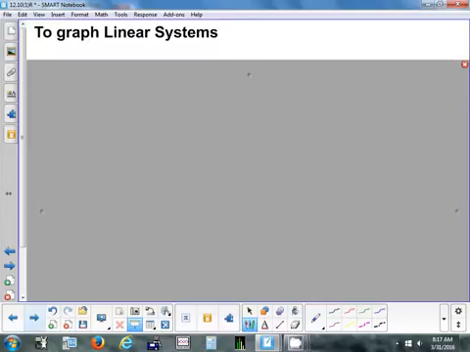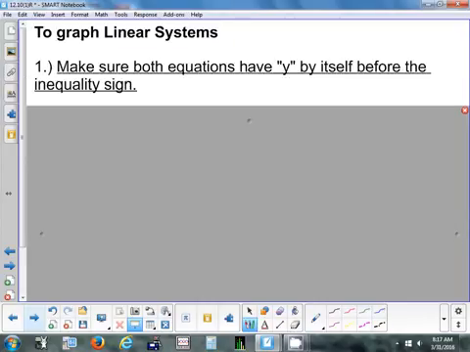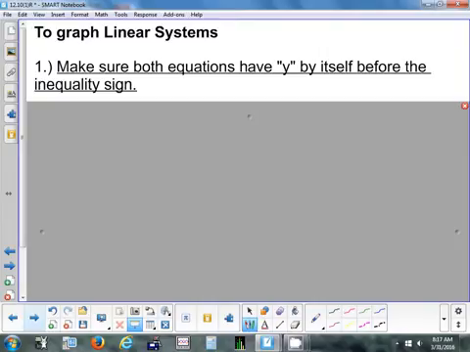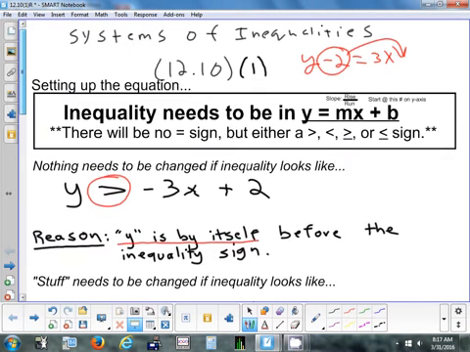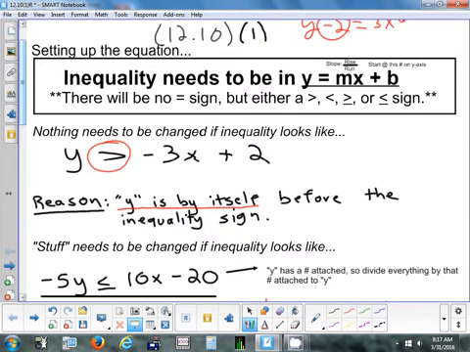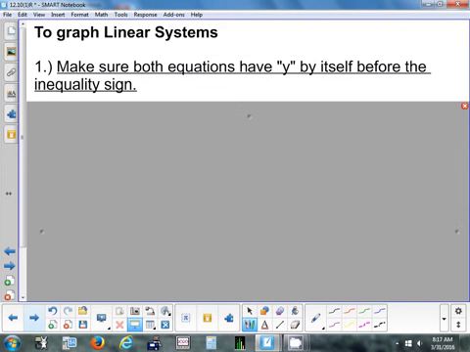All right, so there's 3 steps, okay, to graph what we're doing, and it's called graphing a linear system. Okay, step 1. Make sure both of the inequalities have y by themselves. Okay, how do you do that? That's what we just went over right here. Get y by itself. So that's step 1.